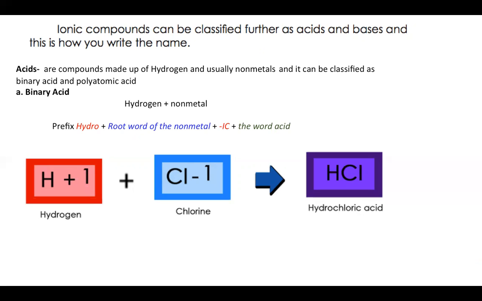It becomes hydrochloric acid. Remember, your answer would be wrong if you will not put the word acid. Sometimes people say hydrochloric, sulfuric. If you will not put the word acid, it means you are not naming it properly. So you have to put exactly the word acid as the last word after you have named the element or formula.